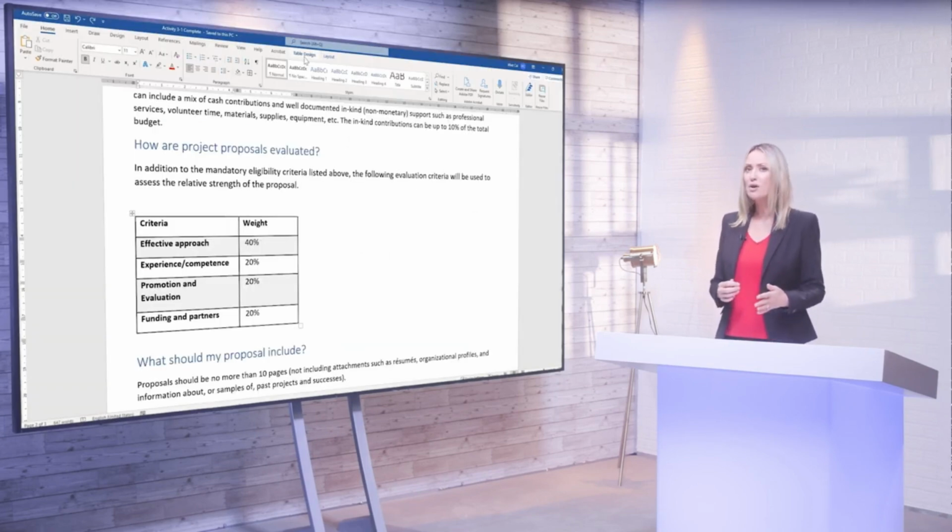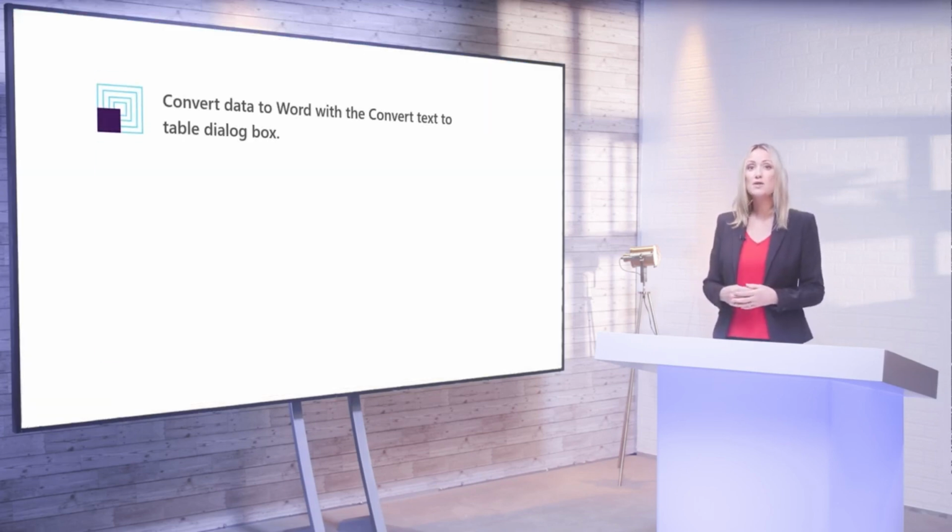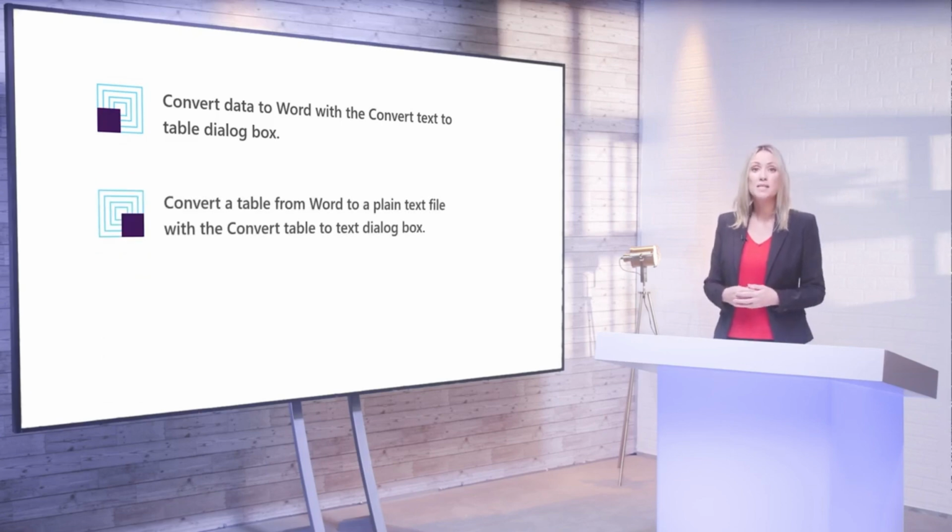While not all data programs support Word's default format, most do support files such as plain text or comma-separated values, also known as .csv. There are two conversion tools available in Microsoft Word. You can convert data from another source to a table within a Microsoft Word document using the Convert Text to Table dialog box. And likewise, you can convert a table from a Microsoft Word document into a plain text or .text file using the Convert Table to Text dialog box. It's now time to look at how these tools work, starting with the Convert Text to Table dialog box.